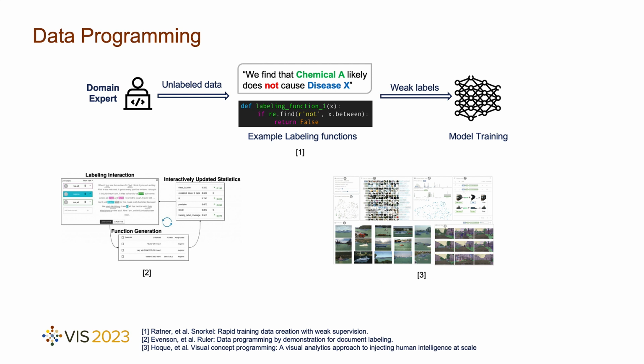Data programming has emerged as a promising paradigm for reducing manual labeling efforts. By defining labeling functions based on their domain knowledge, users can assign weak supervision labels to raw data for model training. However, programming video data is particularly challenging compared with text and image data.